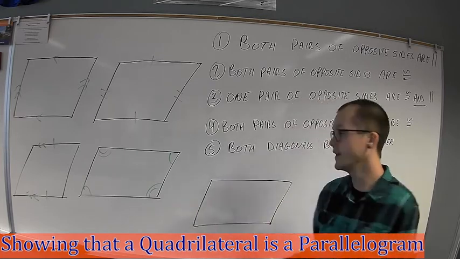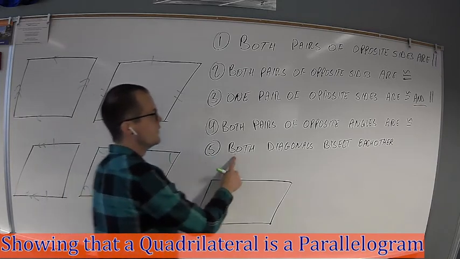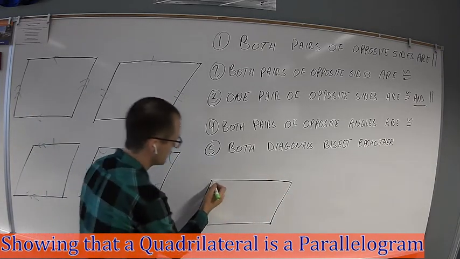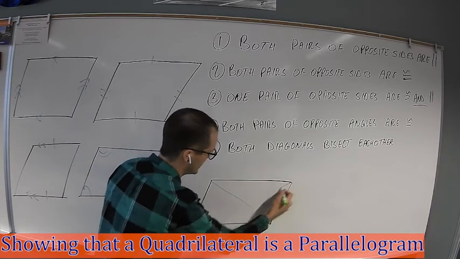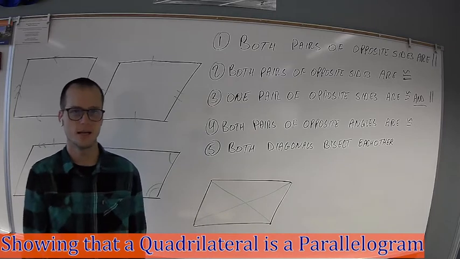All right, the fifth and final condition, again, you only need to show one of these things. This is the fifth option for you. If you can show that both diagonals bisect each other, then you definitely have a parallelogram. It's the first time we're going to interact with diagonals in this particular lesson. Just having diagonals is not enough information.